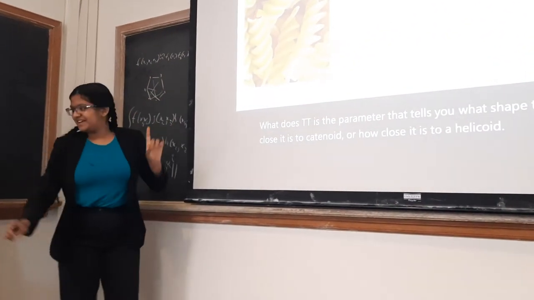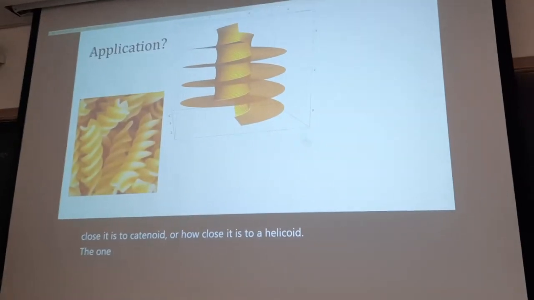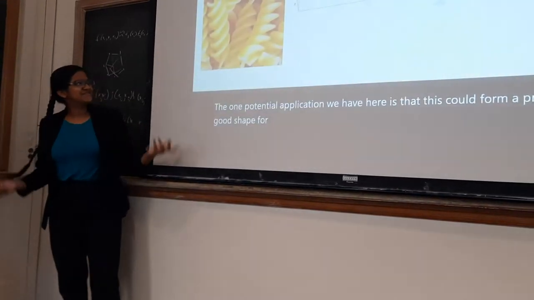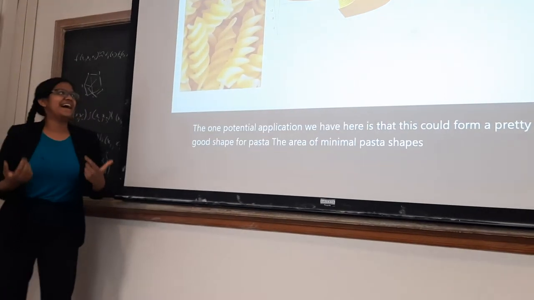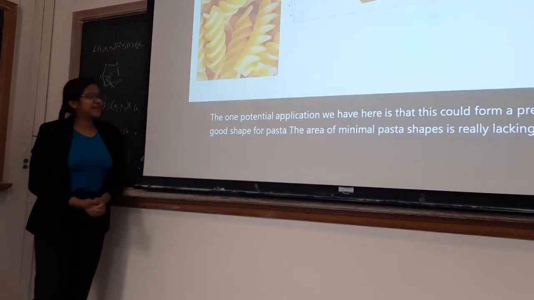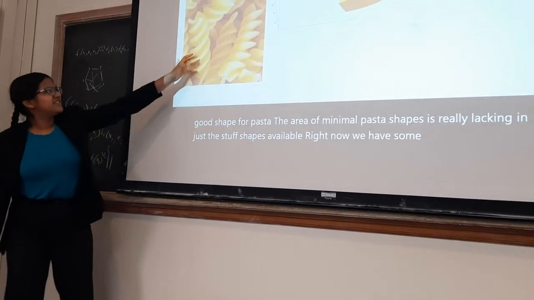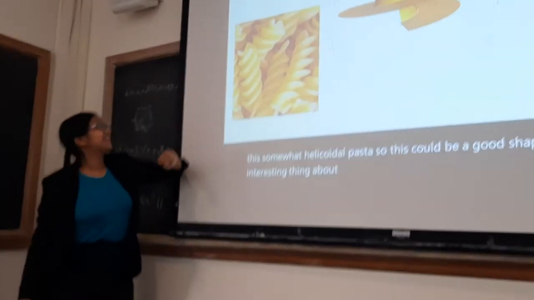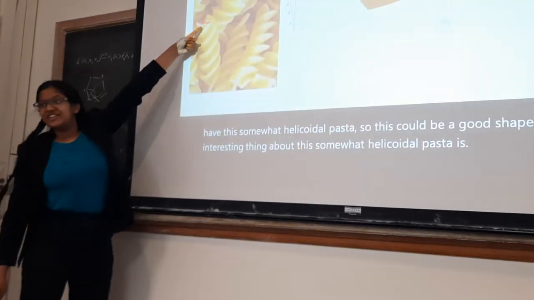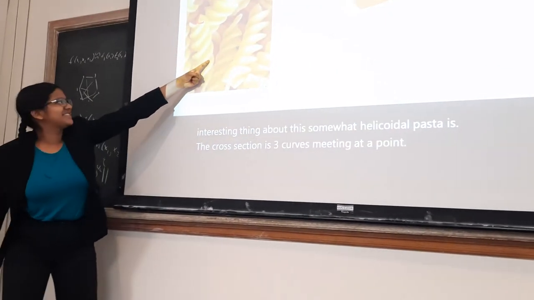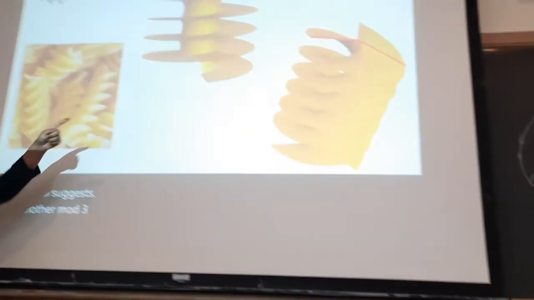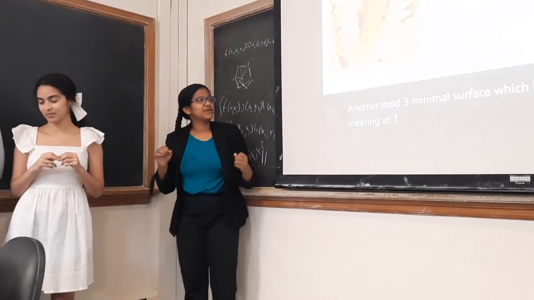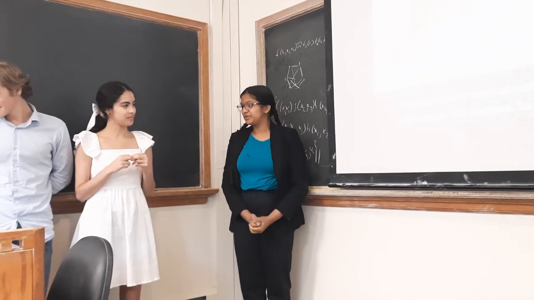Okay. Question? The one potential application we have here is that this could form a pretty good shape for pasta. The area of minimal pasta shapes is really lacking in the pasta shapes available right now. We have some planes, and we have this somewhat helicoidal pasta, so this could be a good shape. The interesting thing about this somewhat helicoidal pasta is the cross-section is three curves meeting at a point, which suggests another mod 3 minimal surface, which is, again, three helicoids meeting at 120 degrees. So, yep, that's helicoidal minimal surfaces.